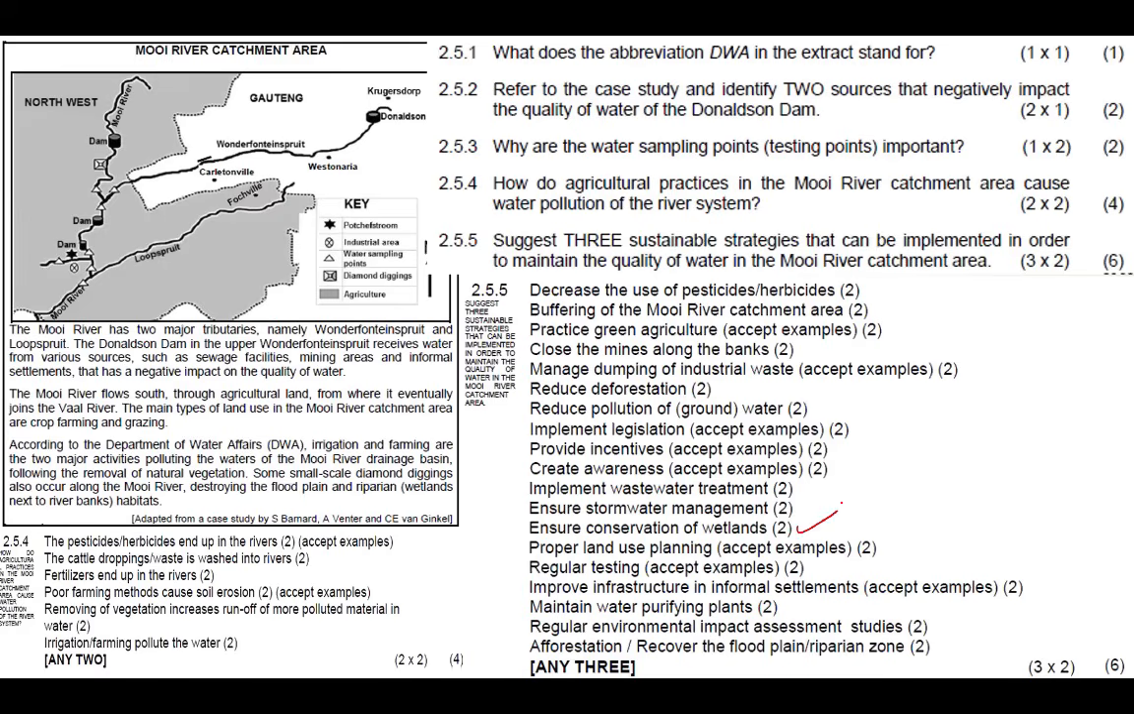And then in order to preserve water, we can also conserve wetlands. You know what wetlands will do? Wetlands are going to clean a river. They serve as a sponge. They absorb the impurities there and allow water to flow and the water is being cleaned. So when it comes to these strategies, the strategies are very practical. They are very applicable. And then you need to think thoroughly about them.